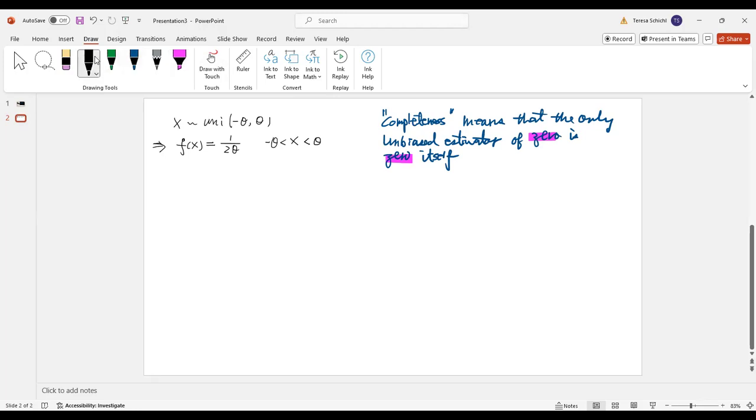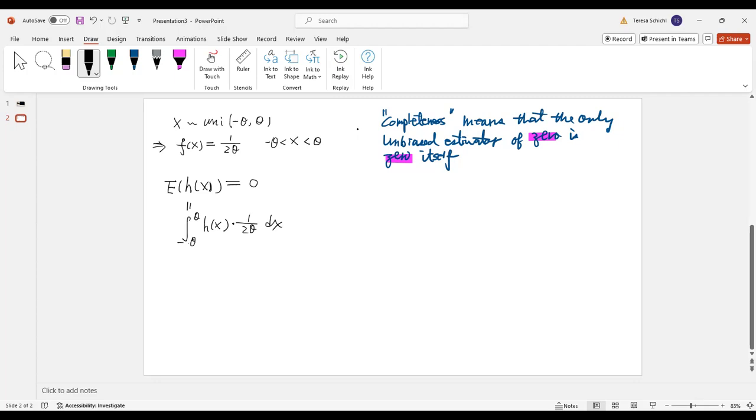So for this problem, if we set a function h of x, whose expected value is 0, so this is the unbiased estimator for zero, then if this is complete, the h of x will be zero. Let's take a look at the expected value definition: the integral from negative theta to theta of h of x times 1 over 2 theta dx.